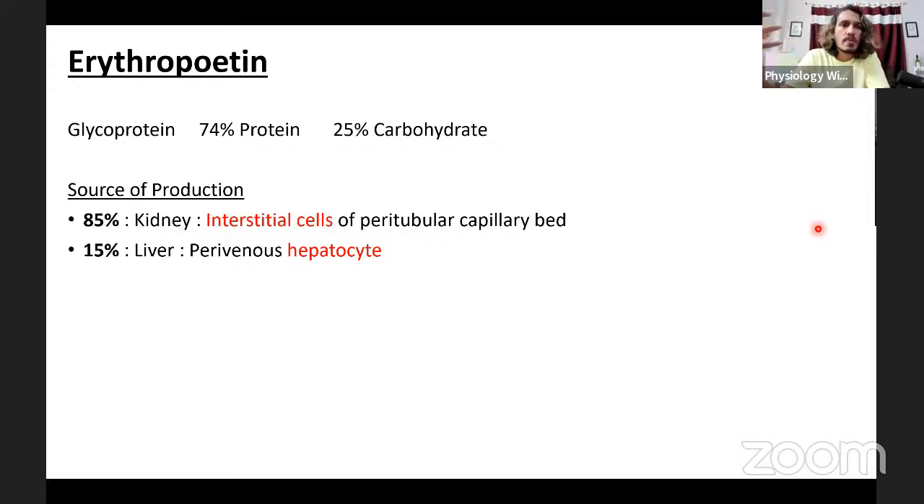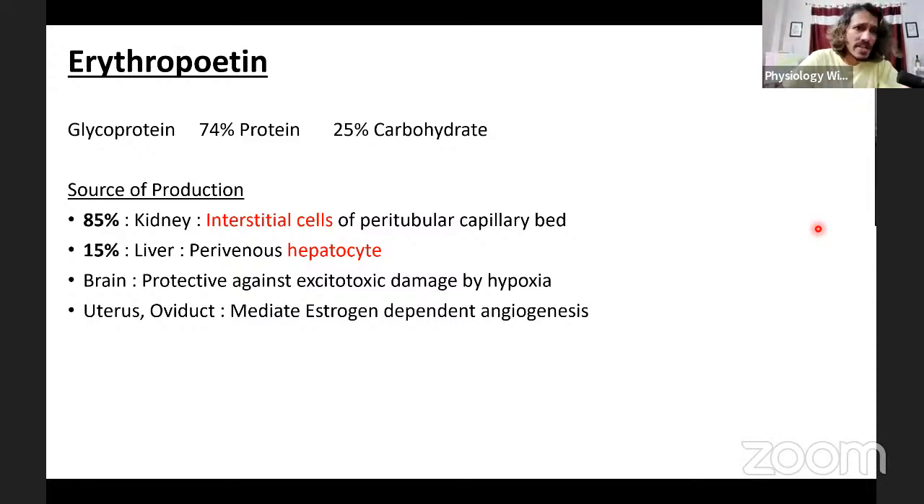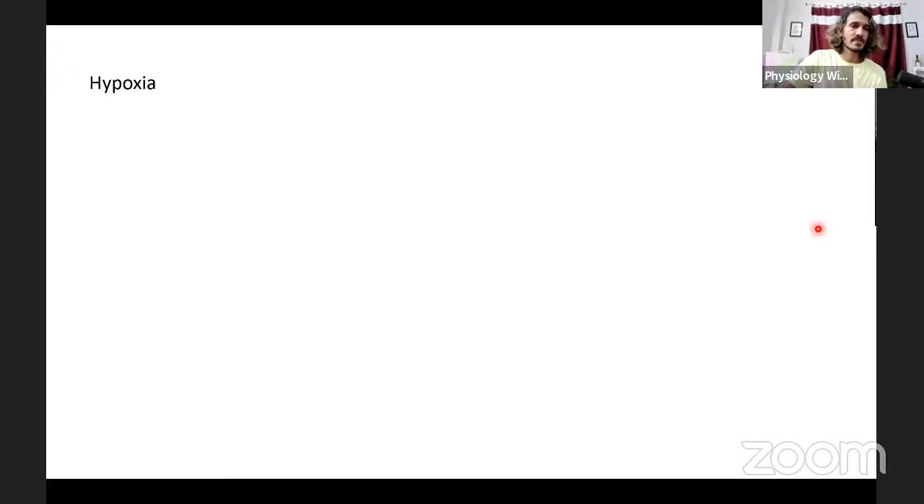Apart from that, erythropoietin is also a local hormone which is present all over the body. Just a couple of examples: one in the brain, one in the uterus and oviduct, which has its own activity over there. But the main source of circulating erythropoietin is the kidney and liver. The rest are local erythropoietin acting at the local level. So how does erythropoietin release happen?